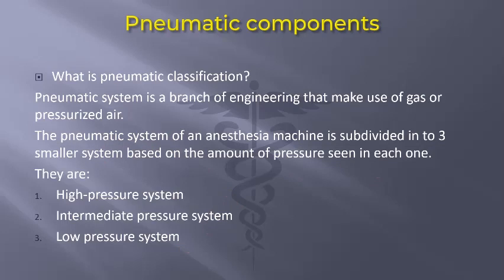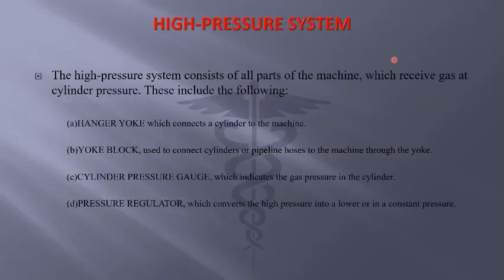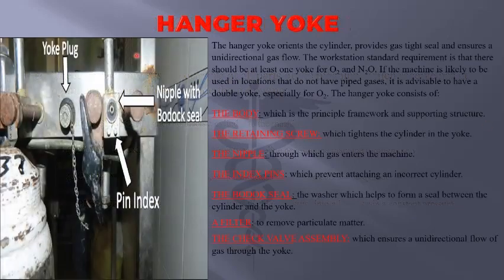So, let us check what the high pressure system is and which parts it consists of. The high pressure system consists of all parts of the machine which receive gas at cylinder pressure. These include the following: hanger yoke, which connects the cylinder to the machine; yoke block, used to connect cylinders or pipeline hoses to the machine through the yoke; cylinder pressure gauge, which indicates the gas pressure in the cylinder; and pressure regulator, which converts the high pressure into a lower, constant pressure. Here there is a picture on your left side, please go through that.